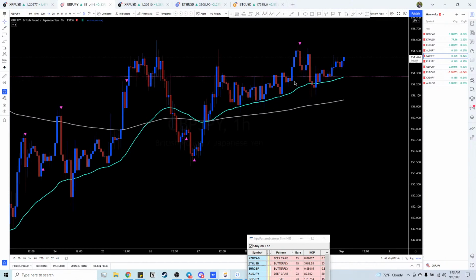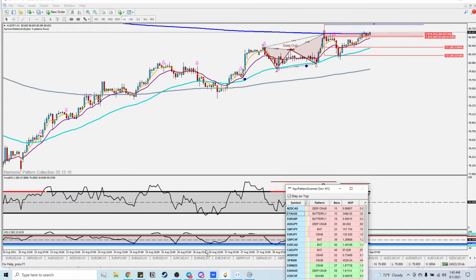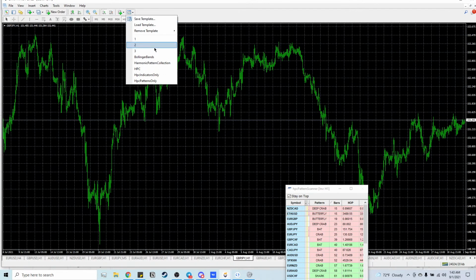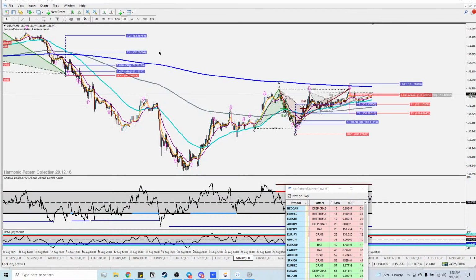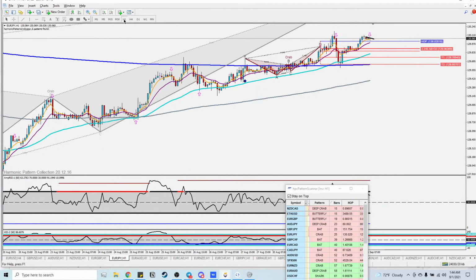Pound yen, this is a bat on pound yen. Ooh, no, I'm not even touching that. Euro yen. I'm not touching that mess. These yen pairs are so tight. That's really what's been popping up on the feed.